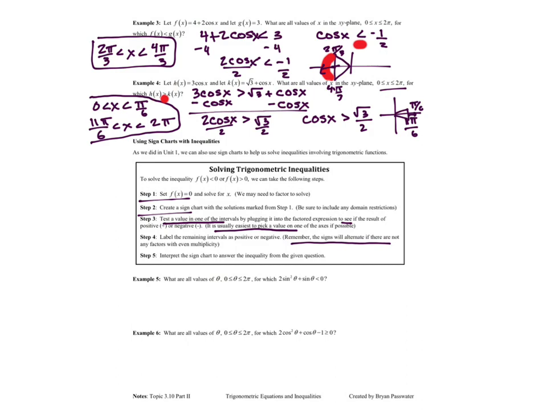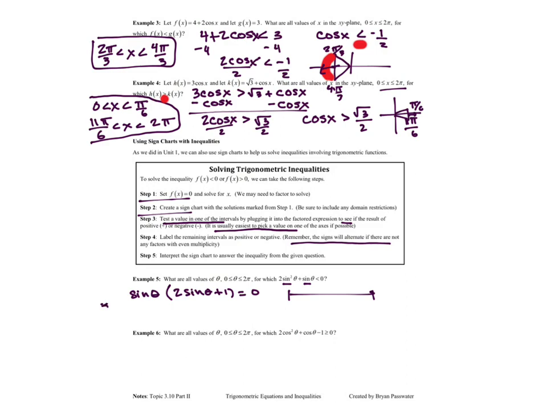Okay, so this is sine squared and sine. You can pull out one of the sines, right? Sine squared. So I'm going to have sine theta on the outside and 2 sine theta plus 1 on the inside. Set them equal to 0 and solve, and this is going to give us our numbers for our sine chart.